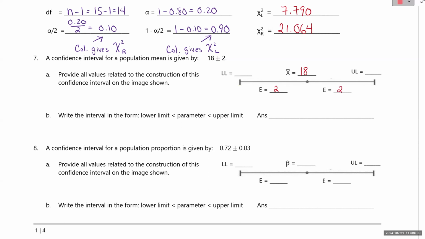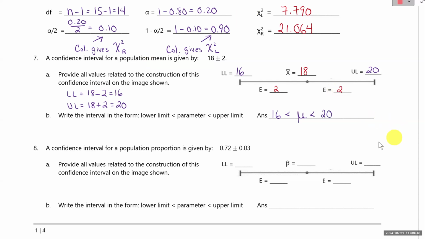All right, and I'll show a little work over here. So the lower limit, we would take 18 and subtract 2, that would be 16. And the upper limit of the confidence interval, we take the point estimate 18 and add 2, and that will bring us to 20. So on my graph here, lower limit 16, upper limit 20. So this form, we could have changed it equivalently to this form. So that would be lower limit, and then the parameter we're estimating would be the population mean, so mu, and the upper limit there, 20.